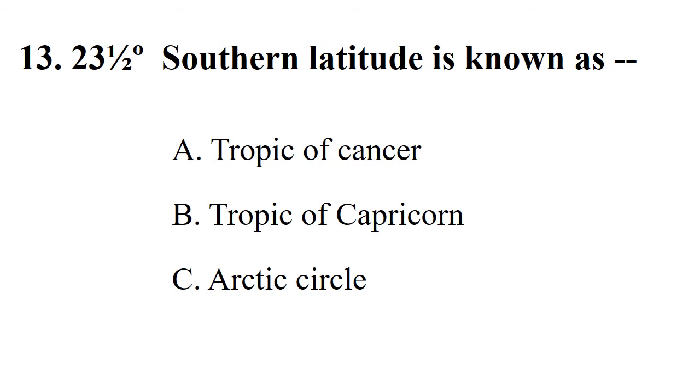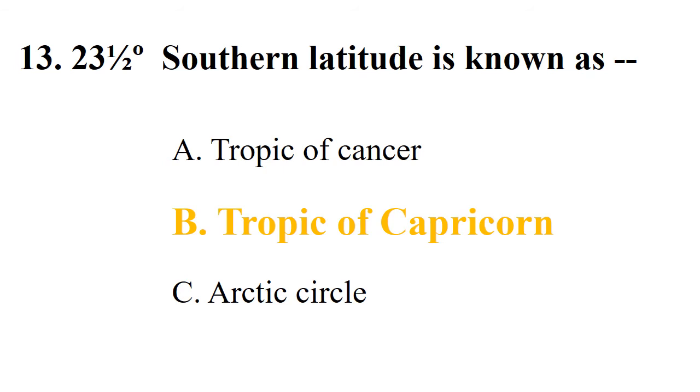Next, 23 and a half degrees southern latitude is known as. Options: Tropic of Cancer, Tropic of Capricorn, Arctic Circle. Right option: Tropic of Capricorn.